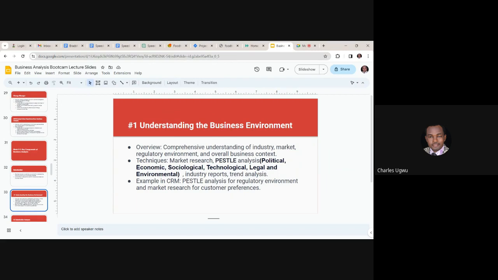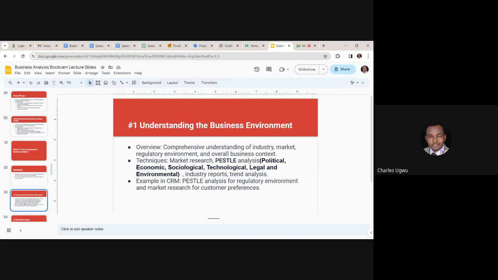So these are customer preferences. So this is how you can use PESTLE analysis to understand the market environment. These are things you need to do as a business analyst before you are starting a project. So when you carry out this analysis, PESTLE analysis, it will help you to understand the environment very well.